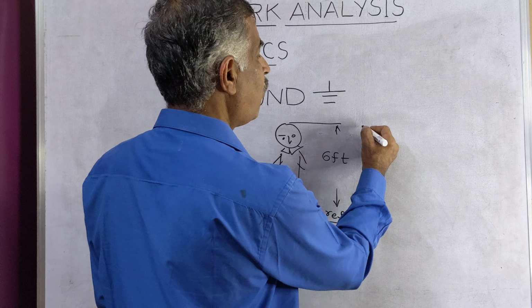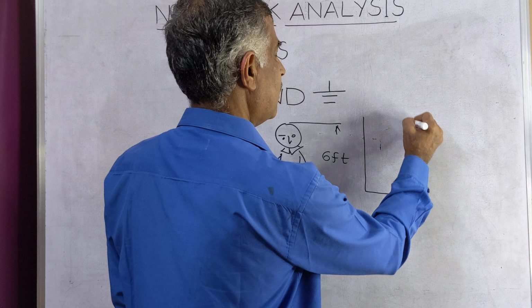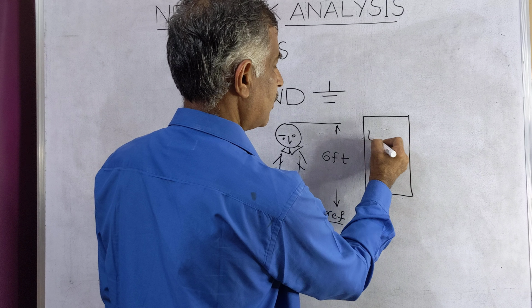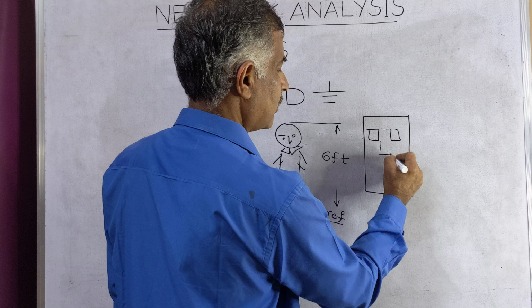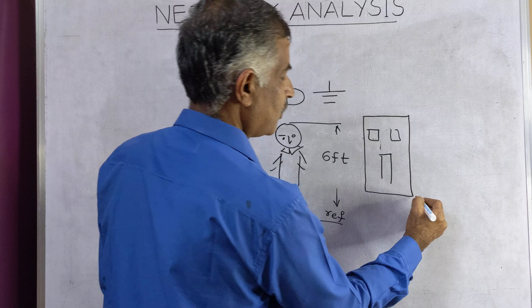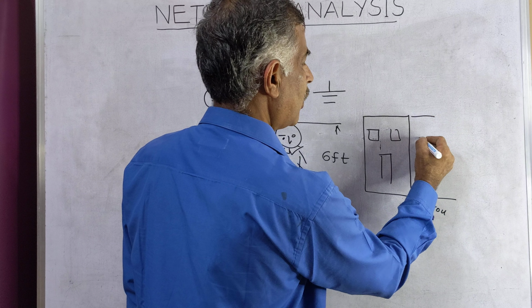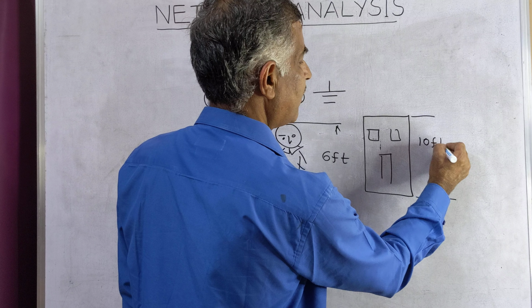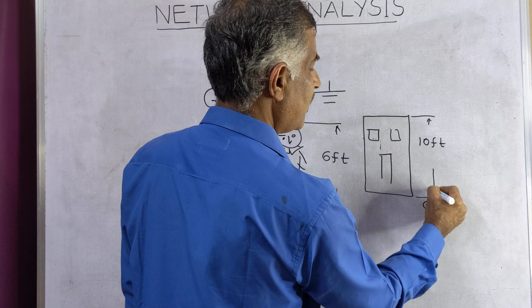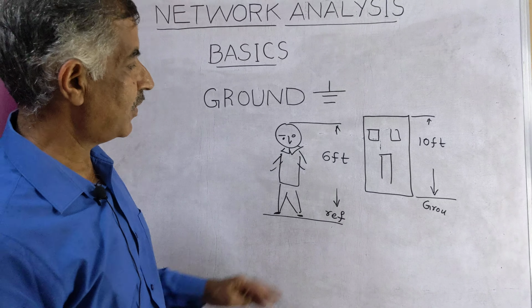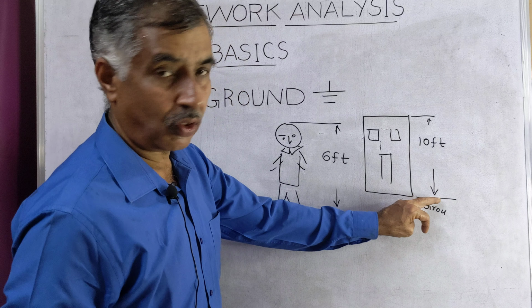Similarly, the roof of the house. This is ground. We say from ground, the roof is at a height of 10 feet. Then, this is what is called ground.